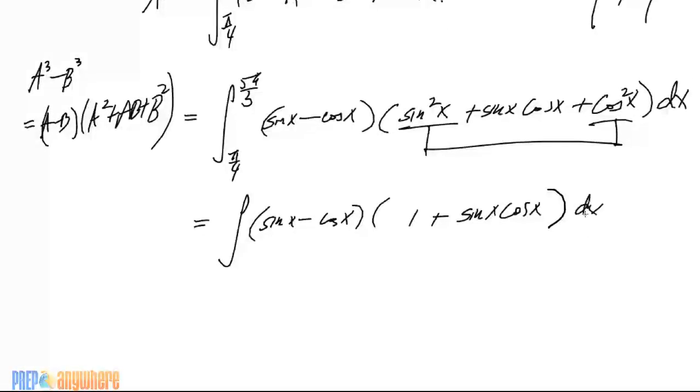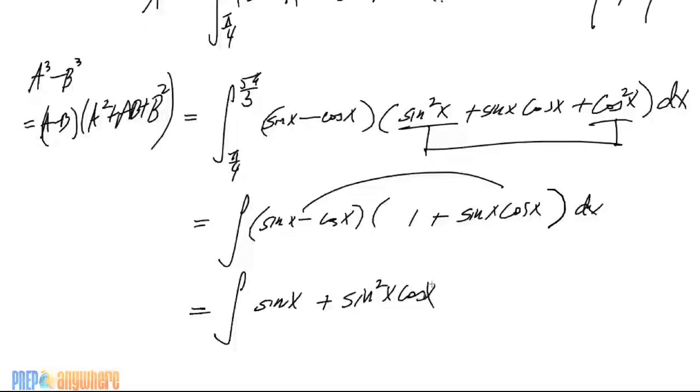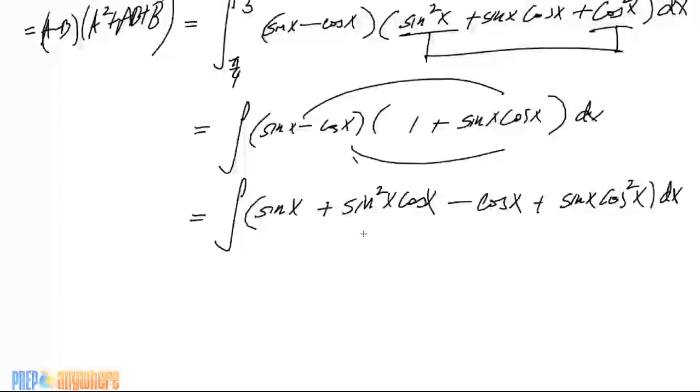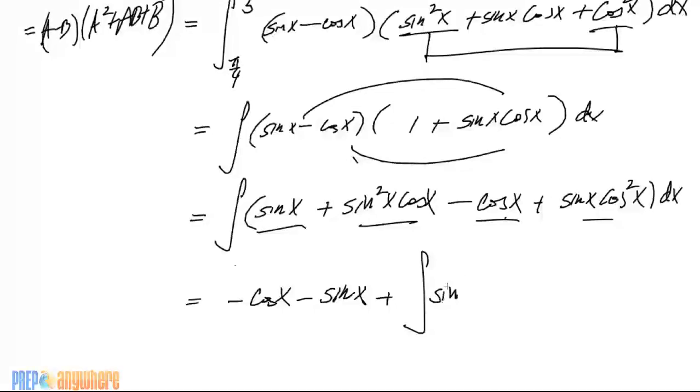Now let's distribute this. We get sine x, then sine squared x cosine x, then minus cosine x, and then minus sine x cosine squared x. These two are very easy to get the antiderivative of. It's going to be minus cosine x for that one, and that right there is going to be minus sine x. These other two, let me just leave as integrals for now.